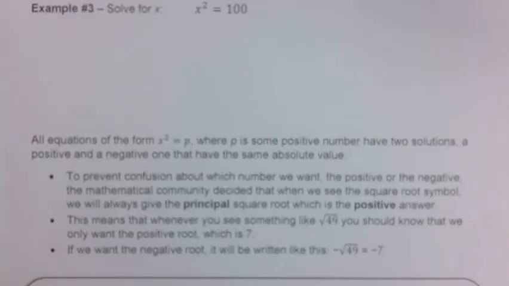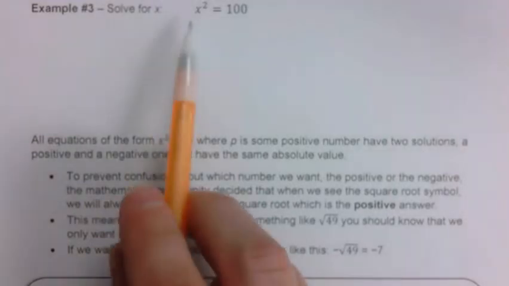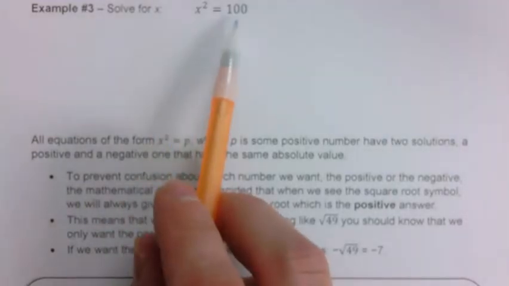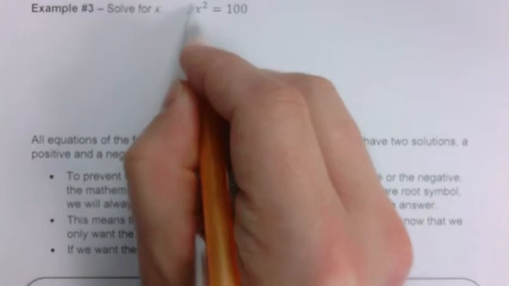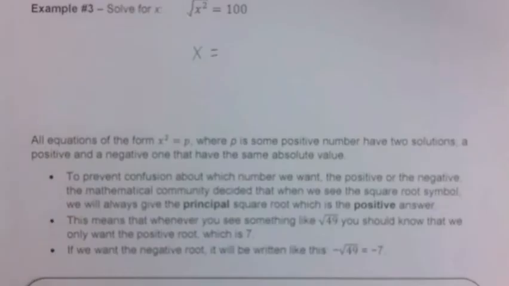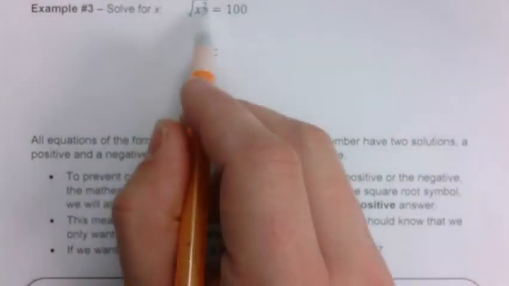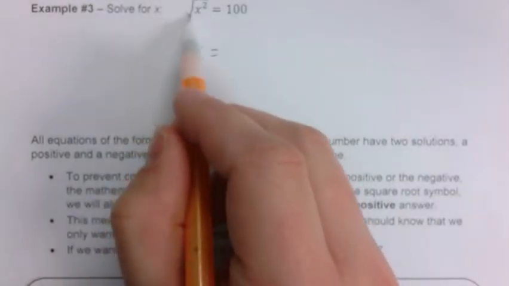In our next example, they want us to solve for x in the equation x squared equals 100. Right now x is being squared and it's equal to the value of 100. In order to get the value of x, we need to take the square root of x squared. Remember that taking the square root is the inverse of squaring a number. So I need to do the square root of x squared, which means on the other side, because this is an equation, I also need to do the square root of 100.